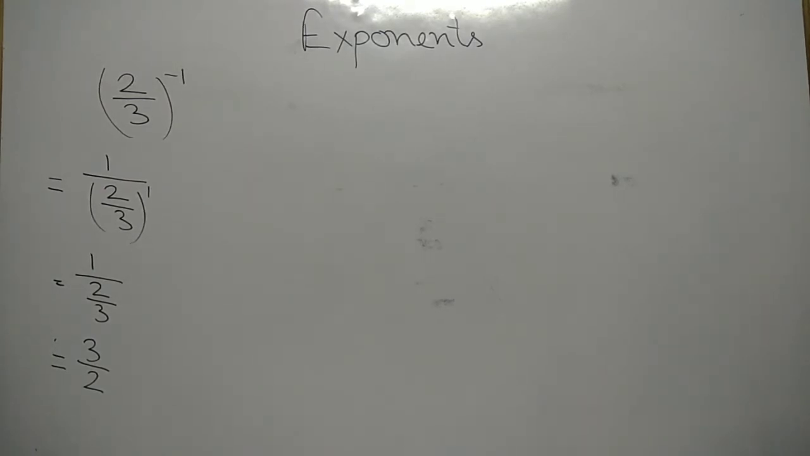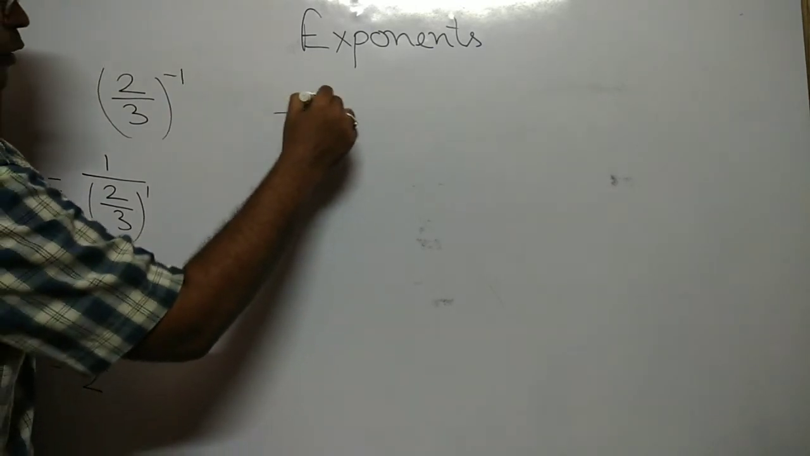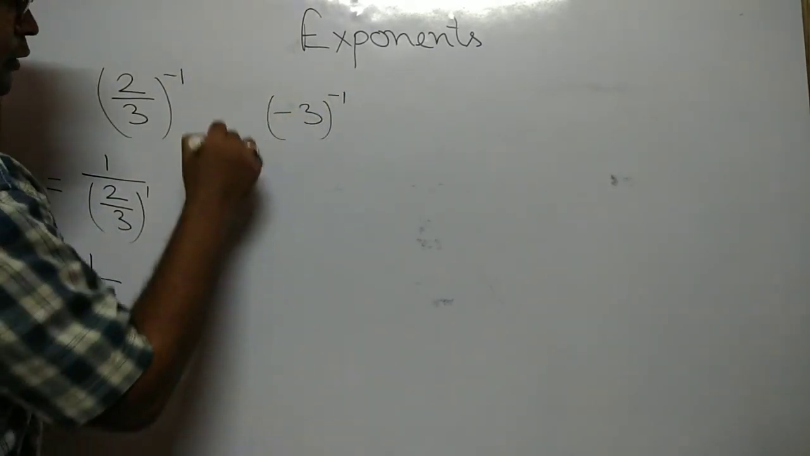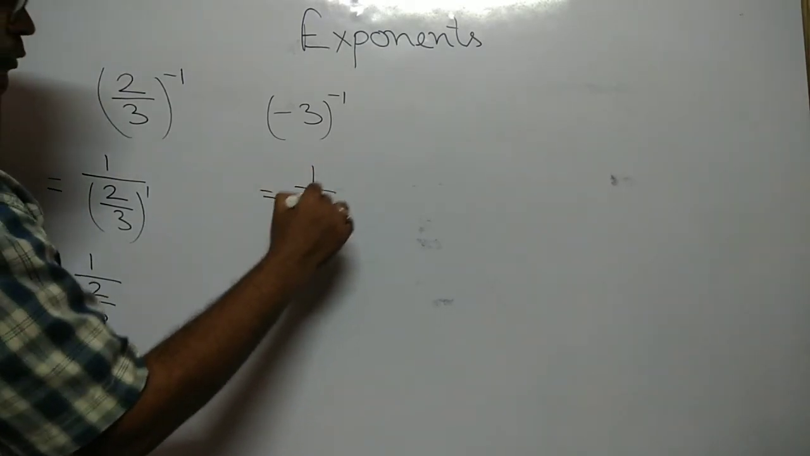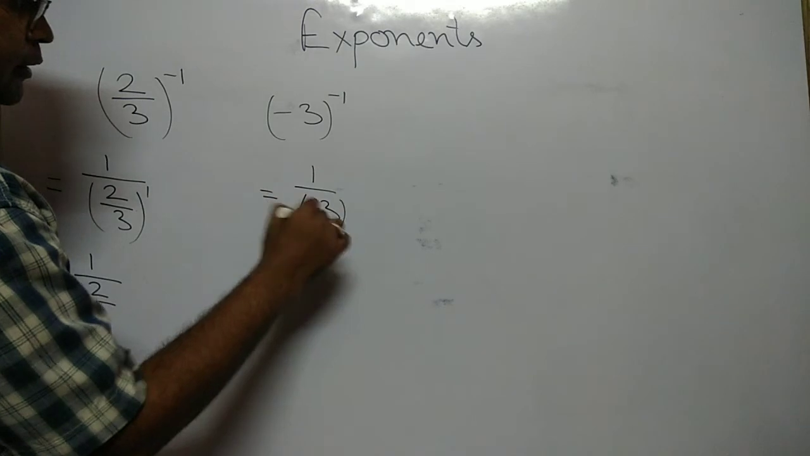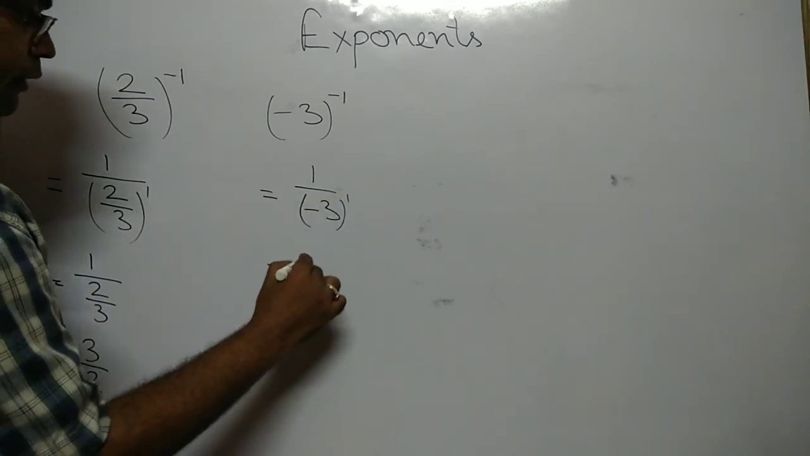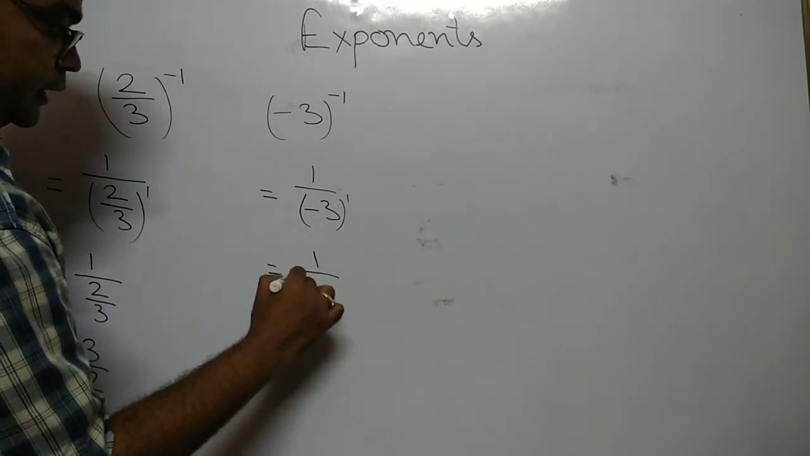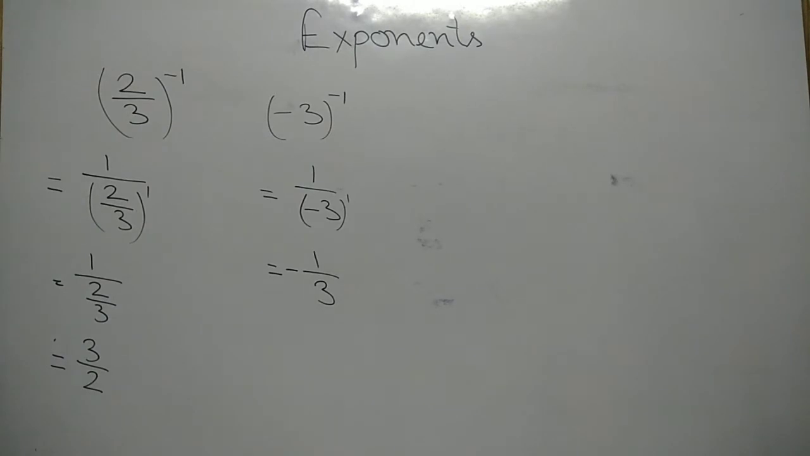Now next, suppose it's minus 3 whole to the power minus 1. So how can we write it? 1 upon the complete minus 3 part moves to the power 1. So ultimately what we have? 1 upon minus 3, or we can say minus 1 upon 3. Hope this one is clear to you. Move to the next question of the same type.